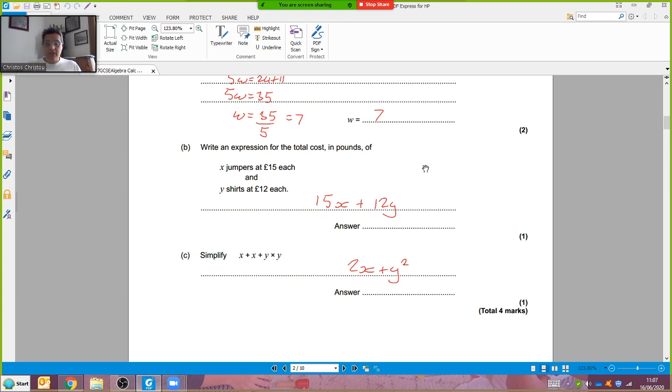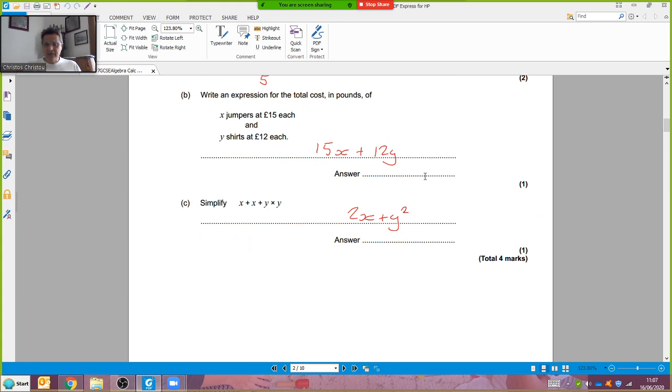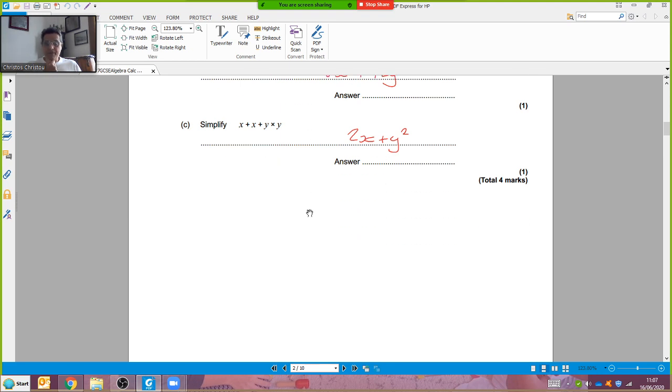Okay? This one was badly done. X plus X is in fact 2X. Y times Y is not 2Y, it's Y squared. I didn't mind if you were typing and you wrote down Y2. I know what you meant, all right, but I still gave you the mark for it. So 2X, because X plus X is 2X, plus Y times Y is Y squared, all right?